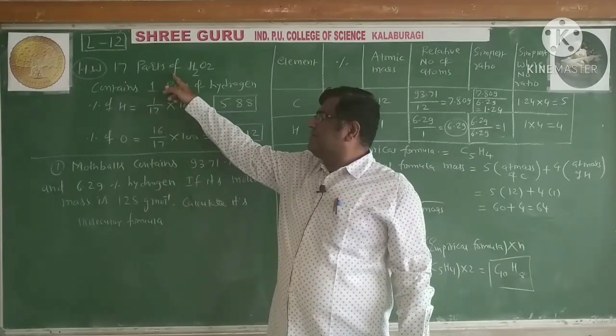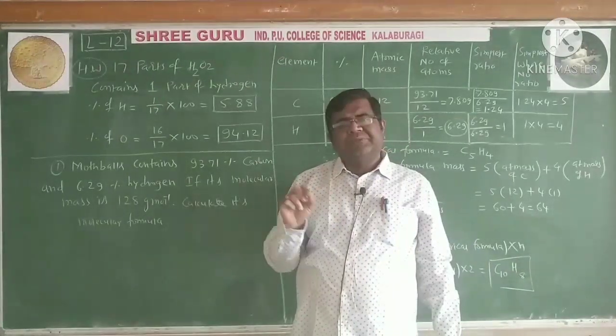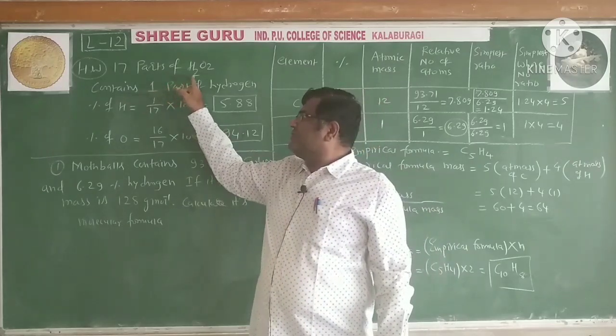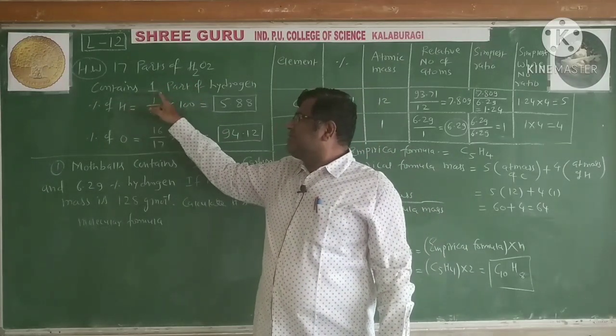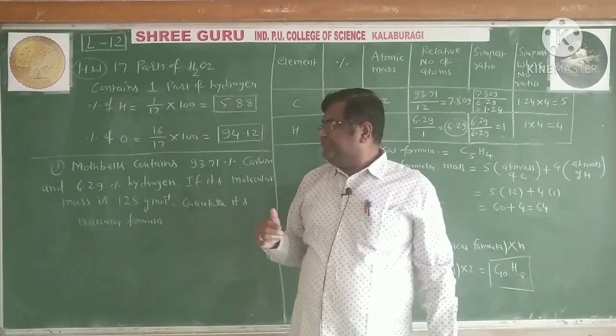17 parts. From where are we getting this 17? 1 part of hydrogen and 16 parts of oxygen. Together 17 parts of hydrogen peroxide. It contains 1 part of hydrogen. That's what they have provided in the question.